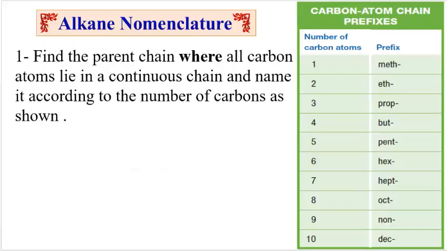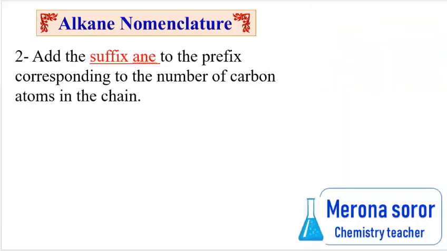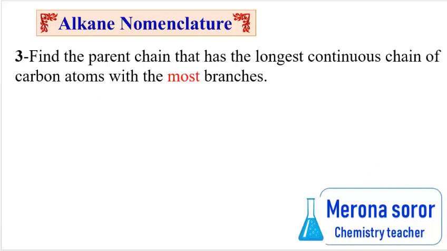Step number 1. Find the parent chain, where all carbon atoms lie in a continuous chain, and name it according to the number of carbons as shown. Number 2. Add the suffix "-ane" to the prefix corresponding to the number of carbon atoms in the chain. Find the parent chain that has the longest continuous chain of carbon atoms with the most branches.